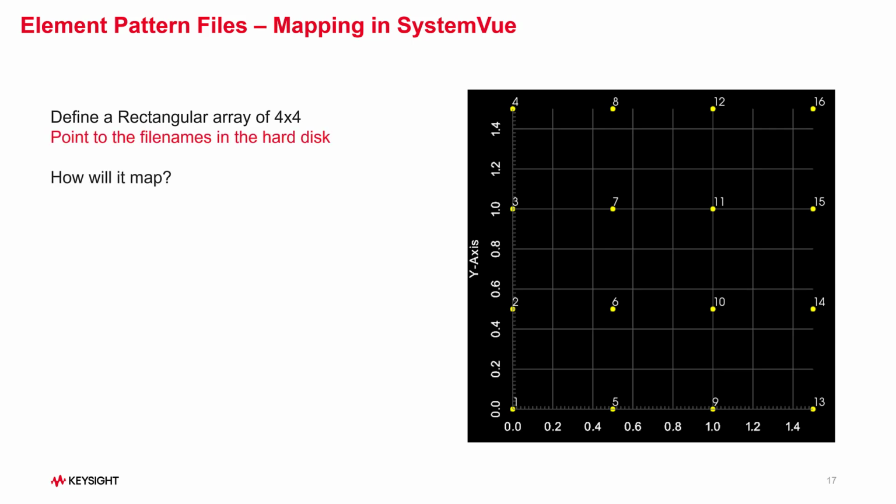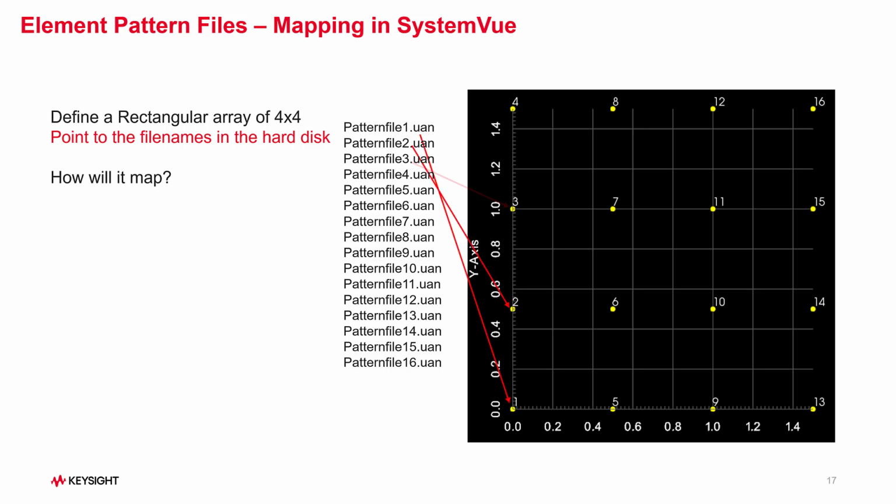Then if we point the element patterns that are there in our hard disk, they will be pointed like this. So this file that we remember was collected with an antenna that was at the top left corner, not at the bottom left corner. So if we leave it to the default behavior of SystemVue, we will not be describing the array geometry as it was in the electromagnetic tool.